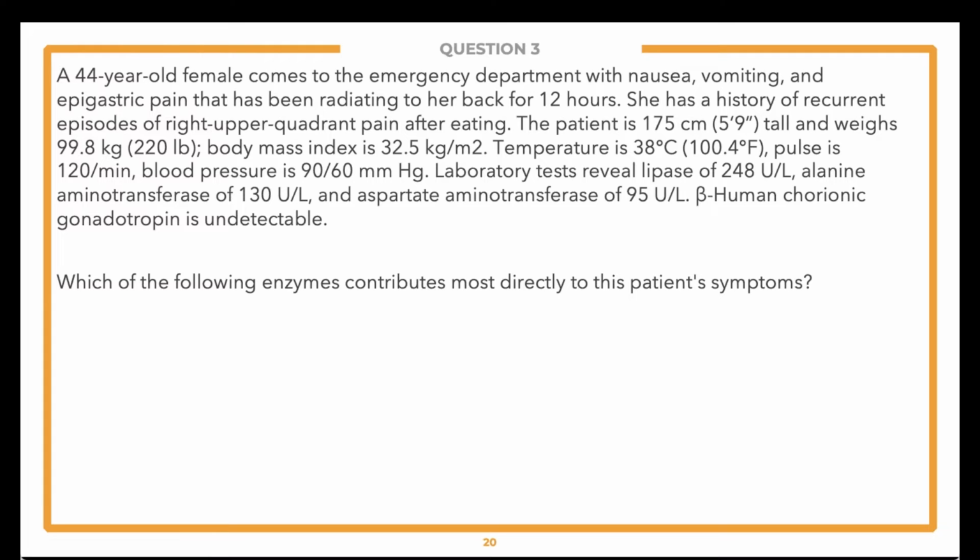All right, so a little bit trickier one here. Again, first thing you have to do is come up with a diagnosis. Then, what's the question asking? Let's go through and let's highlight the most important features here. Which of the following enzymes contributes most directly to the patient's symptoms? Okay, so it's not asking about diagnosis, it's asking about what enzyme contributed to the diagnosis. So I got you guys start thinking already here. So let's go from the top. 44-year-old female, a lot of F's. Presented to the ED, so had nausea, vomiting, epigastric pain.